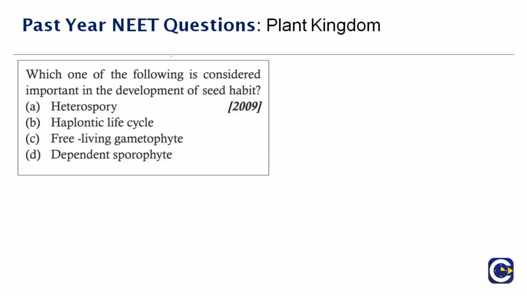Now let's move to the next question. It was asked in the year 2009. Which one of the following is considered important in the development of seed habit? I think all of you by now would have guessed the answer. We have discussed this point a lot in the earlier parts. Yes, the correct answer is heterospory. Hetero means different, and they will have 2 types of spores: one micro and one macro, or megaspore. Heterospory is an important feature of evolution in the seed habit system. Therefore the correct answer is option A, heterospory.